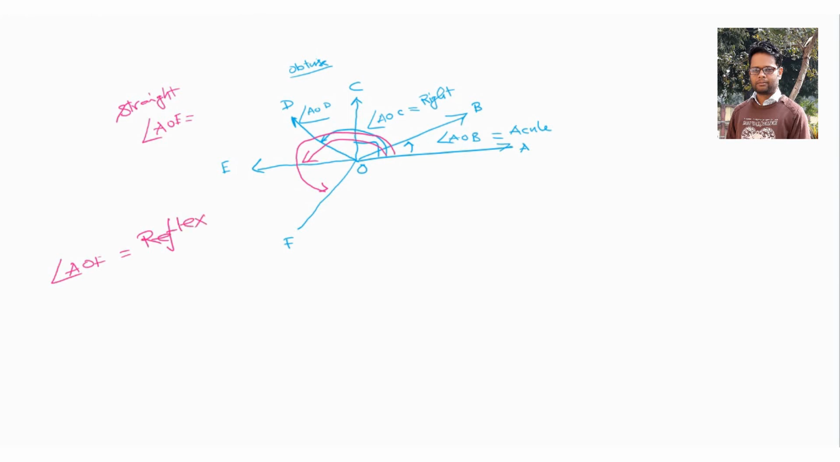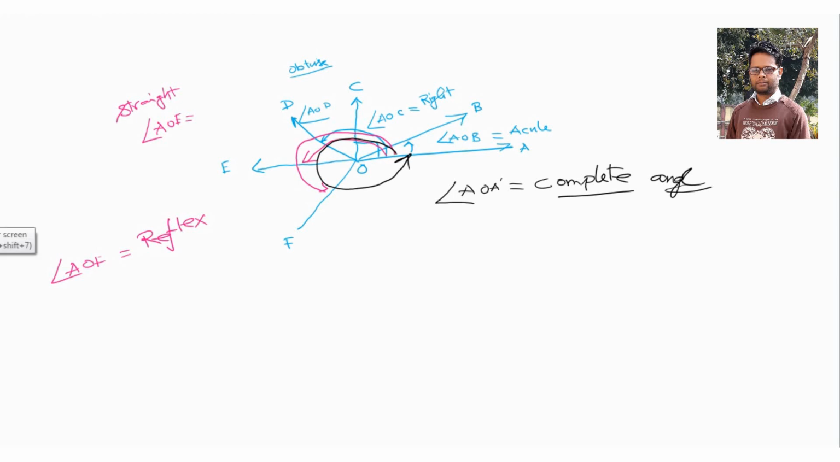Now, the final one. This angle is called AOA dash, complete angle. Complete angle. So it was all about angles.